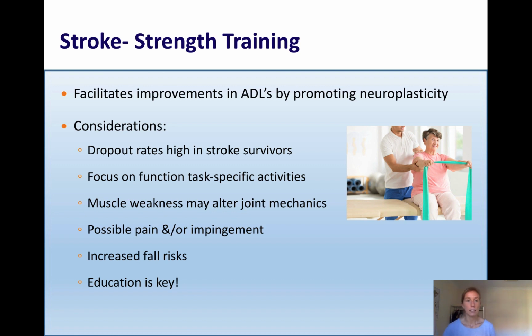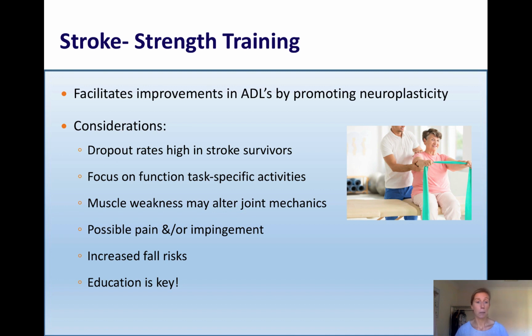We want to be focusing on functional, task-specific activity. So what does this individual need to achieve on a daily basis to live a good, healthy, normal life, and really try and target those movements initially. We need to understand that the muscle weakness that we're going to see presented might have actually altered joint mechanics. So we need to be wary of that in the movements that we select, in the exercises and the setup that we use.